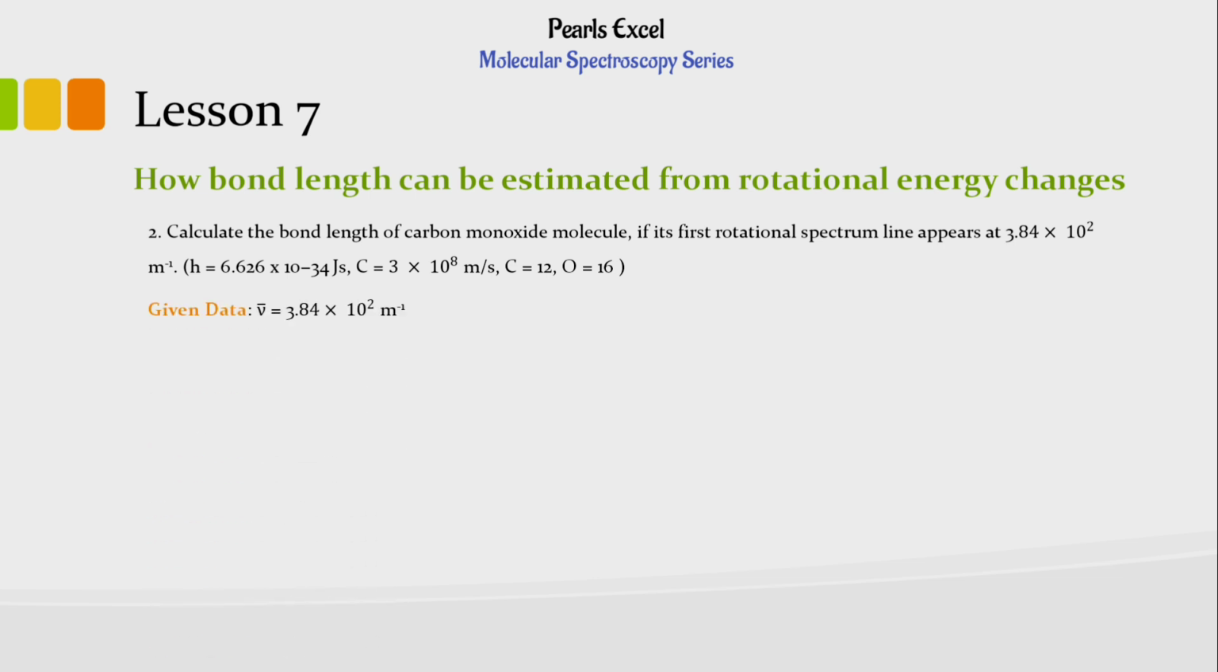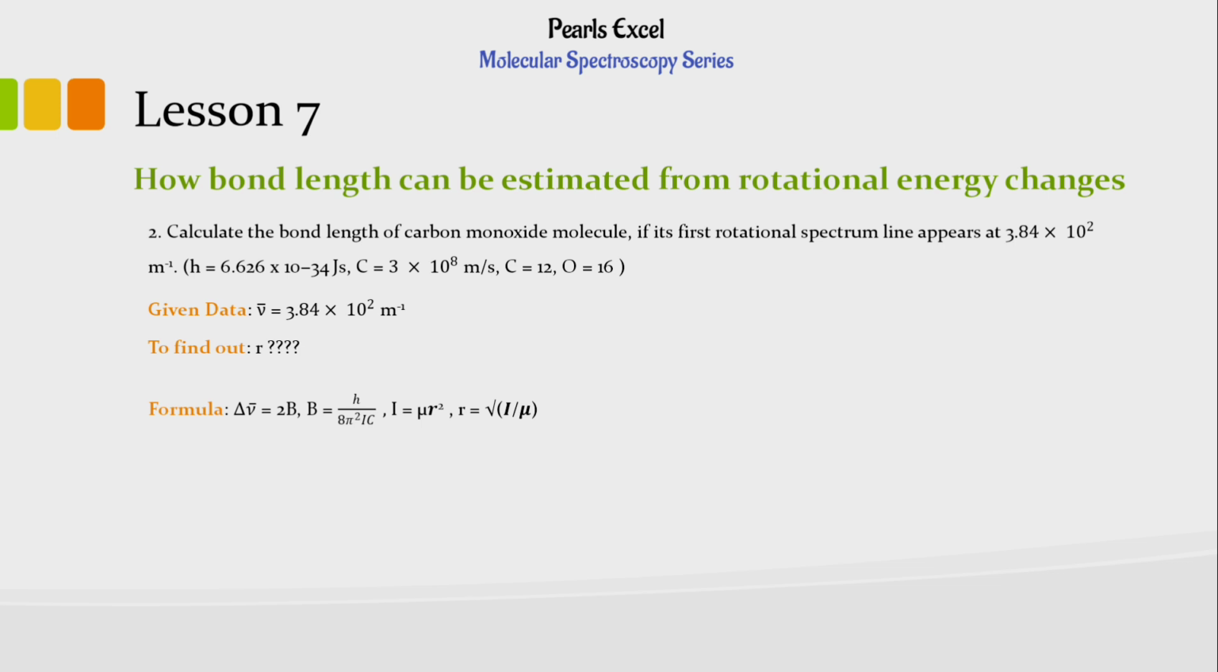Solve similarly to how we solved the earlier numerical, step by step. First write the given data, then write what to find out, and then the formula. Here we use a different formula because we have to identify the bond length r. For that we require the formula I is equal to mu r square. But according to this formula we don't have the mu and I values. So first, by using the given data, solve these.